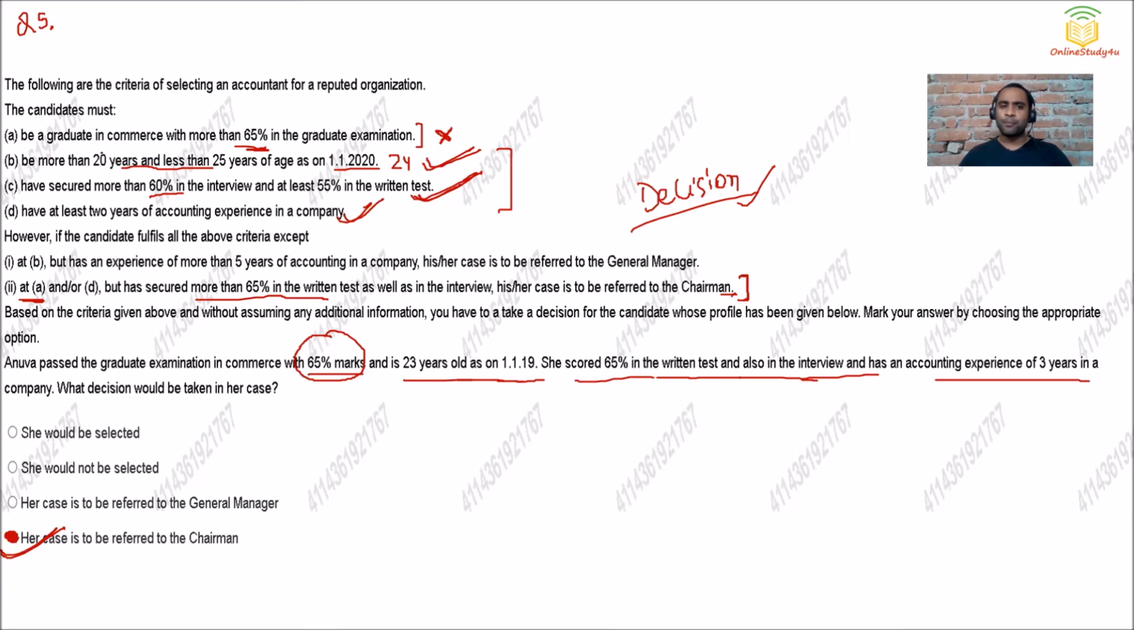But friends, be clear: be a graduate in commerce with more than 65%. They are not saying 65% or more. They are very clear that she should have scored definitely more than 65%, not only 65%. But here if you see, it is 65%. So if A and D, or A or D, either both are not satisfied, or only A is not satisfied, or D is not satisfied, in all the cases her case has to be referred to the chairman. So option D will be the correct answer.